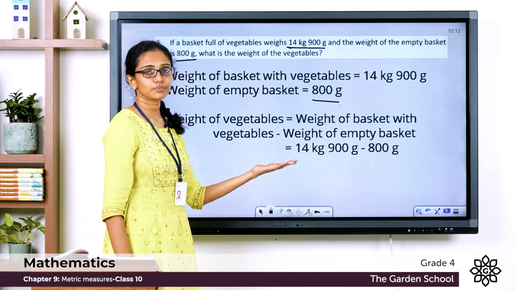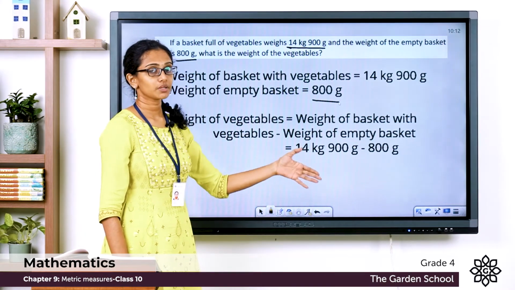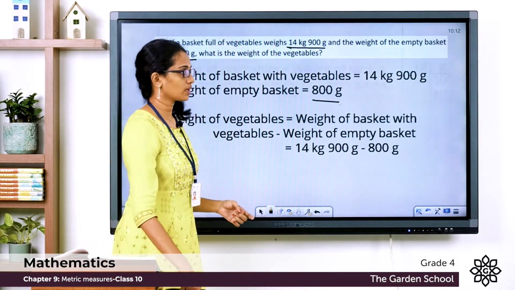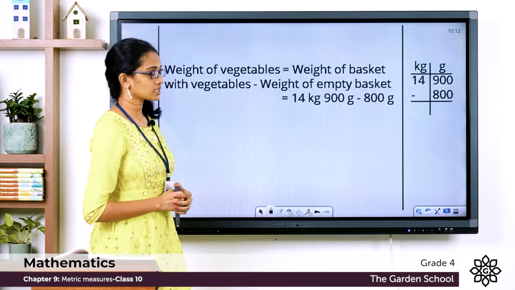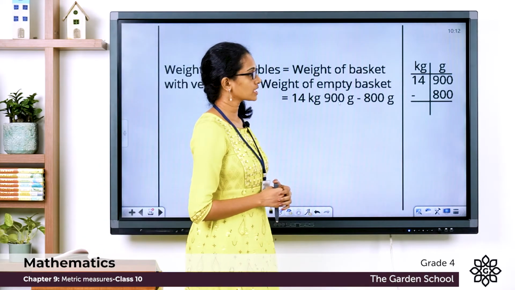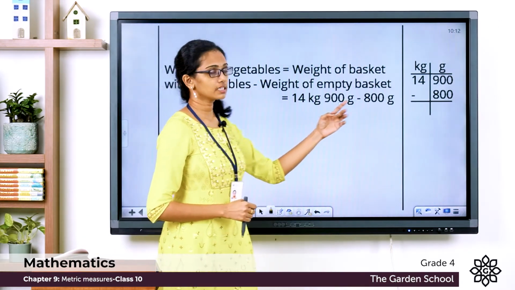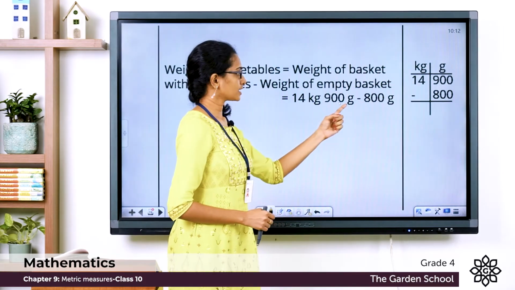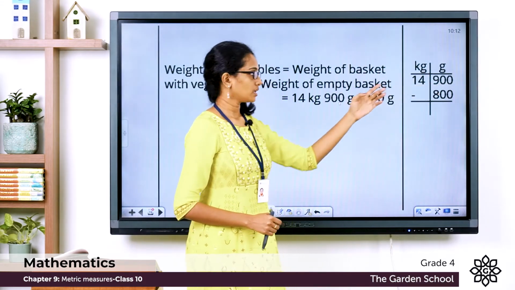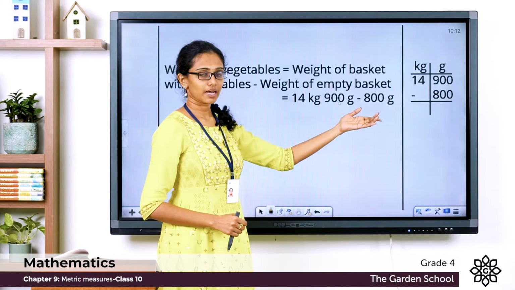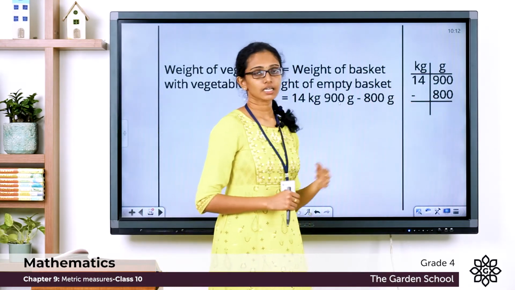So what is the first step to do the subtraction? Write the given measurements in proper columns of units. So there we have written the measurements in the correct columns of units, and here we have 14 in the kilograms column, 900 gram in the grams column, and we have 800 gram to be subtracted from it, which is written in the grams column.